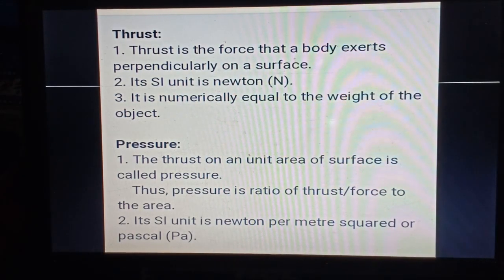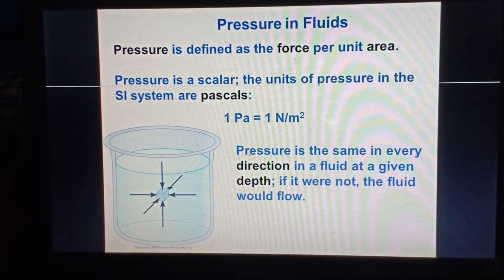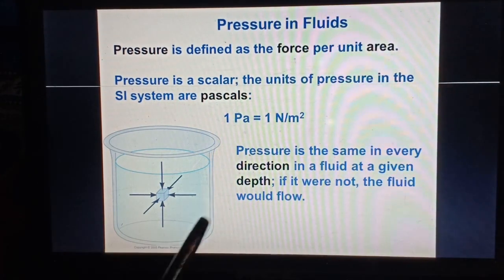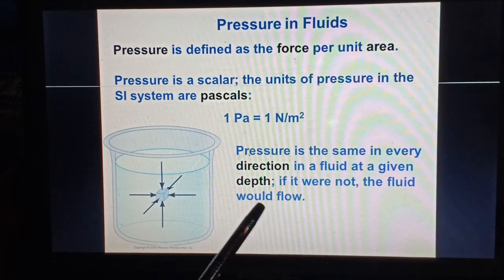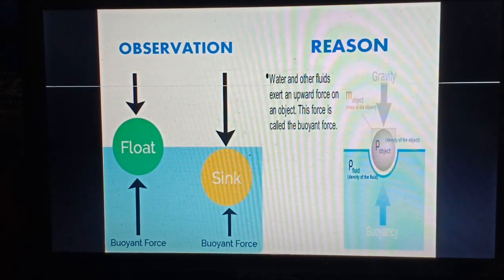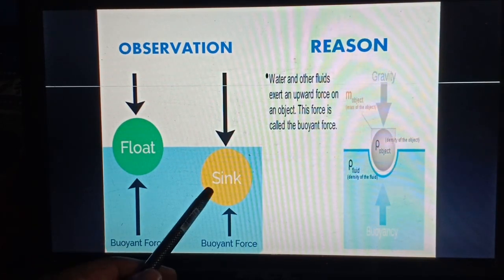Now, as we have started discussing pressure, we will discuss in short pressure in fluids. Two properties that I will mention: pressure is the same in every direction in a fluid at a given depth. It means at a particular depth, the pressure exerted by a liquid in all directions is the same, and if the depth increases, the amount of pressure increases. The reason for saying this is that the next topic we are going to start is related to pressure in fluids. We will be heading again towards an observation. We observe in our daily life that when a body is placed in water, some bodies float on the water surface and some bodies sink.